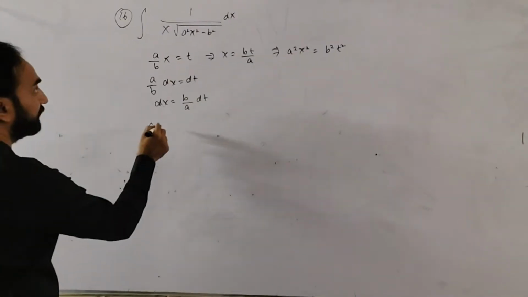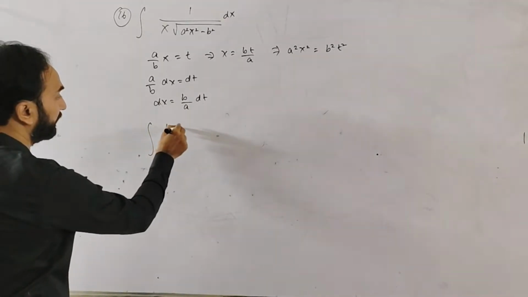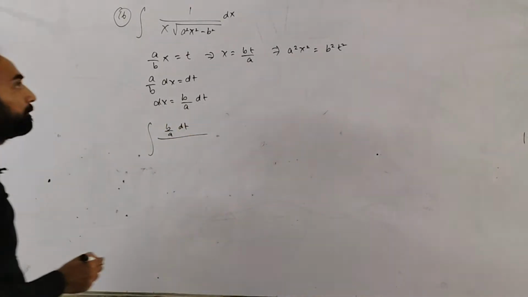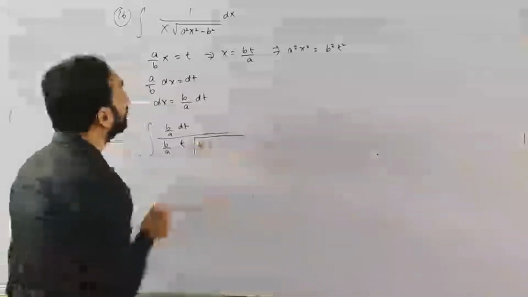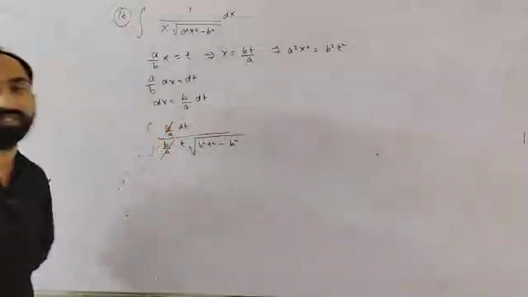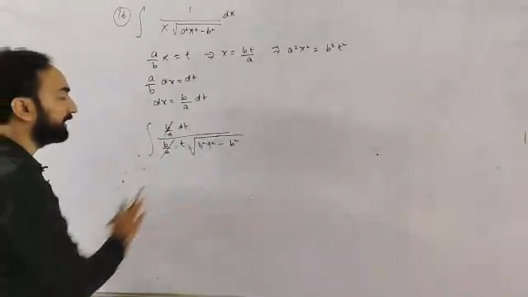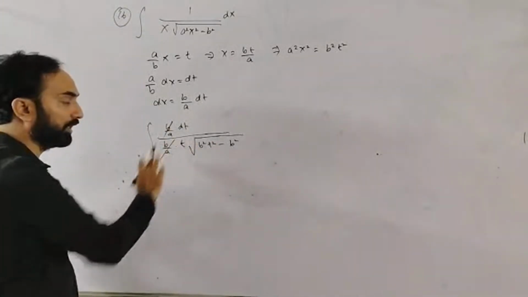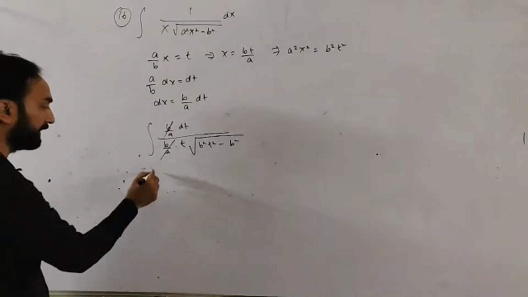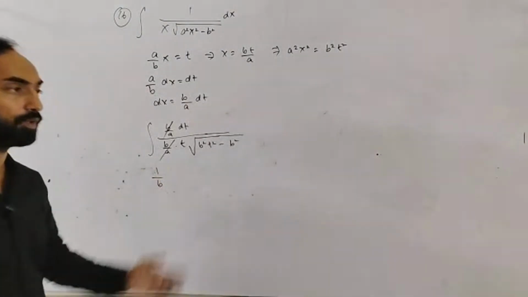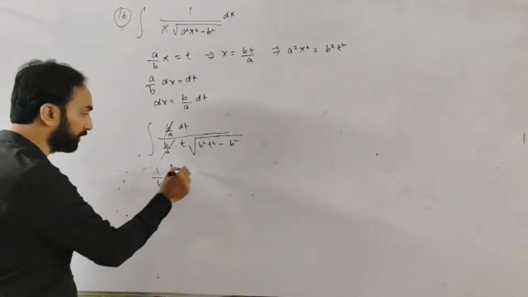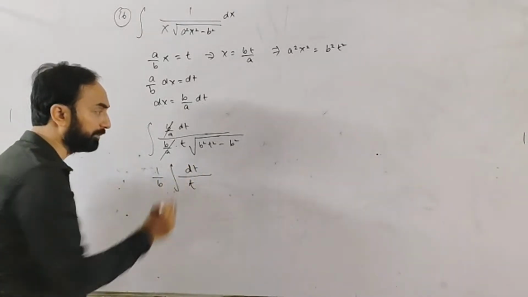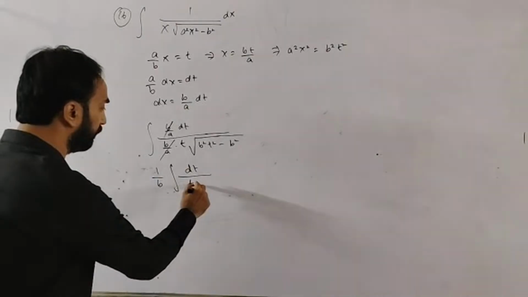Now make all the changes. The integral will change to: dx replaced by b by a dt, divided by x replaced by bt upon a, times the root of b square t square minus b square. The good thing is that b upon a and b upon a will get cancelled. From here I can take b square common outside of the square root as 1 upon b, because this b is a constant and has nothing to do with the integration, and dt, and this will look like t under root of t square minus 1.